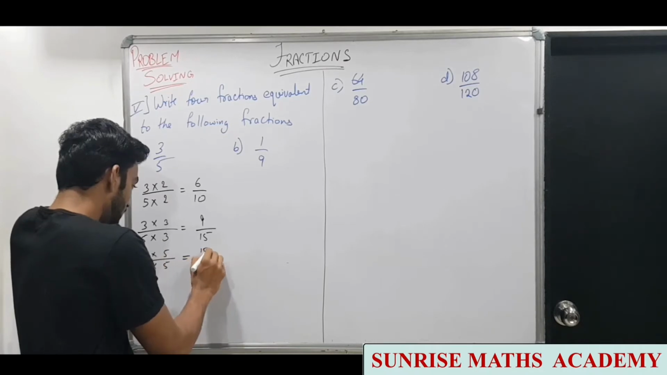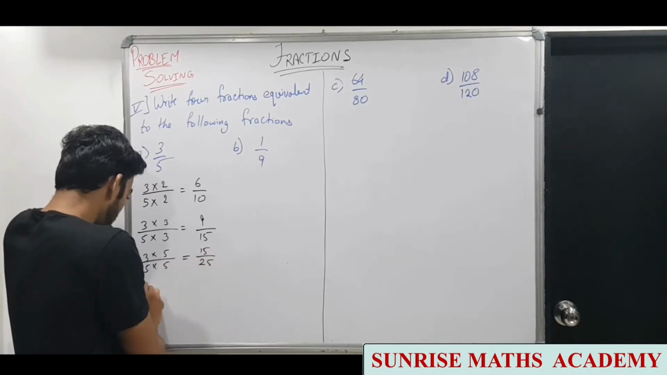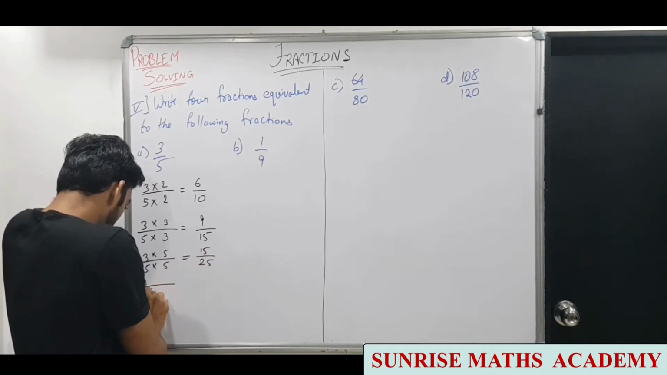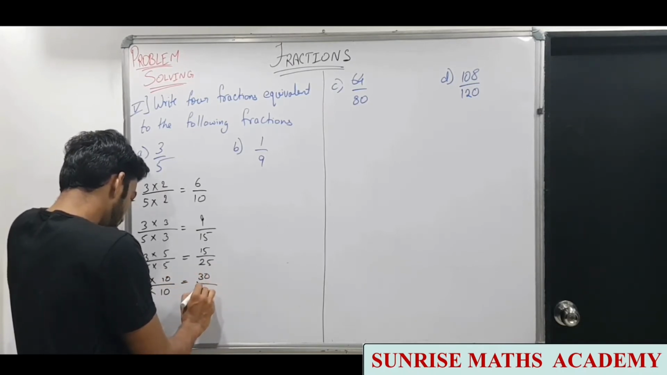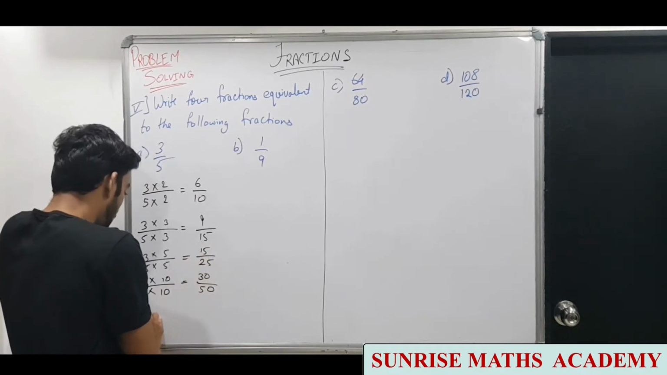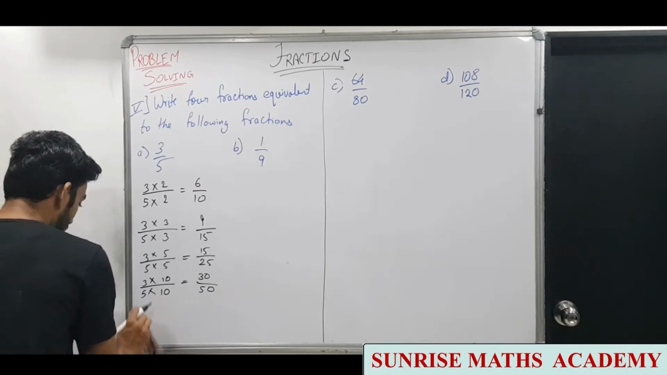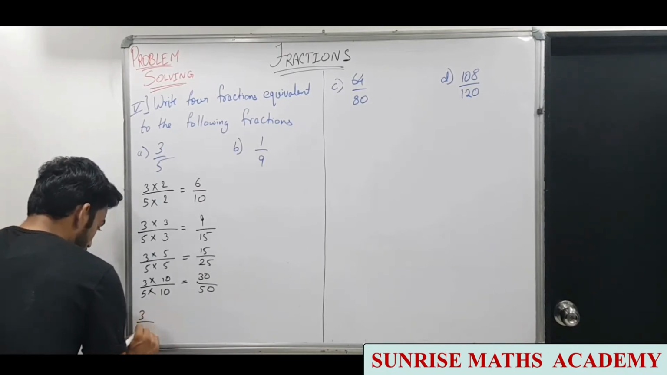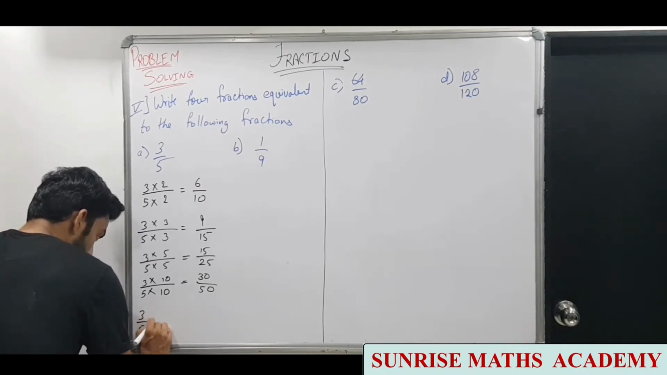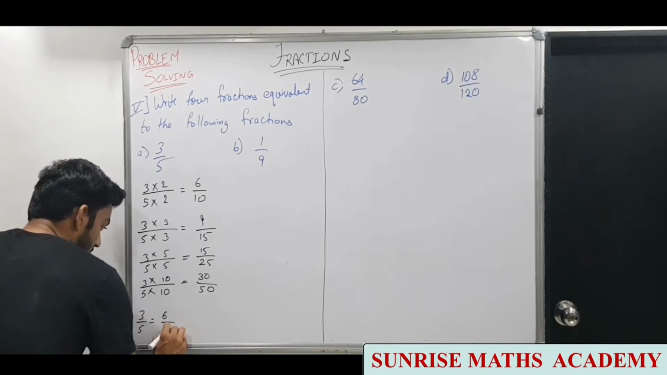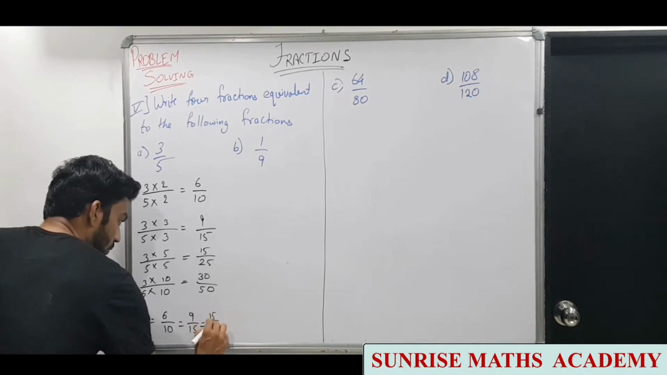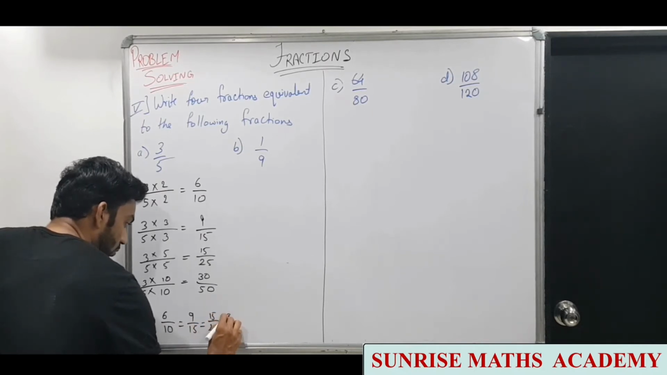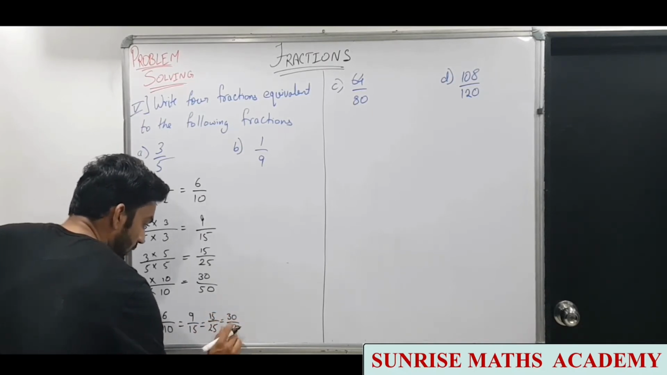5 3s is 15 upon 5 5s is 25, and 3 upon 5 into 10, so we get 30 upon 50. So these are the fractions. So we can write the equivalent fractions. So 3 upon 5 is equal to 6 upon 10 equals 9 upon 15 equals 15 upon 25 and equals 30 upon 50.